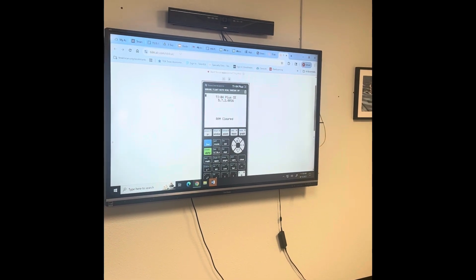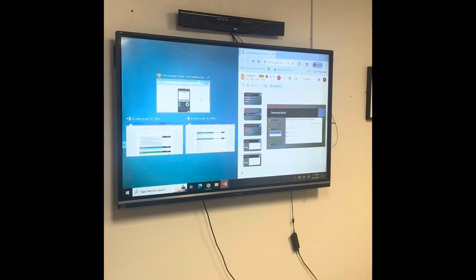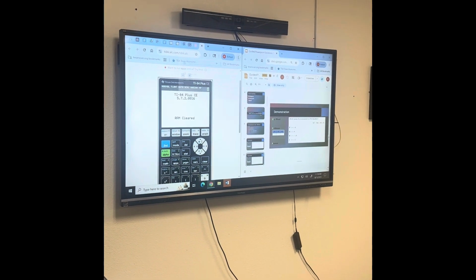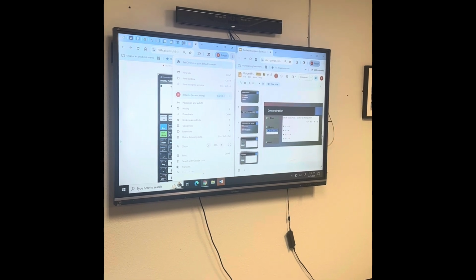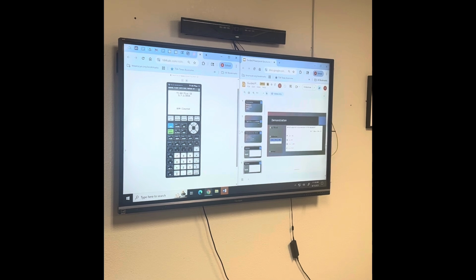So I go back to my... And this is the same calculator they get on the STAR test? This is the exact same calculator as on the STAR test. And this is how I do it.